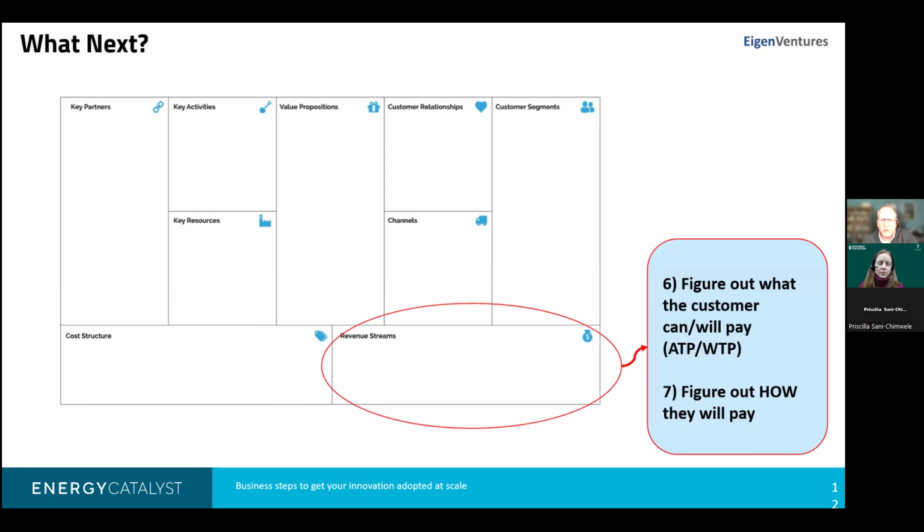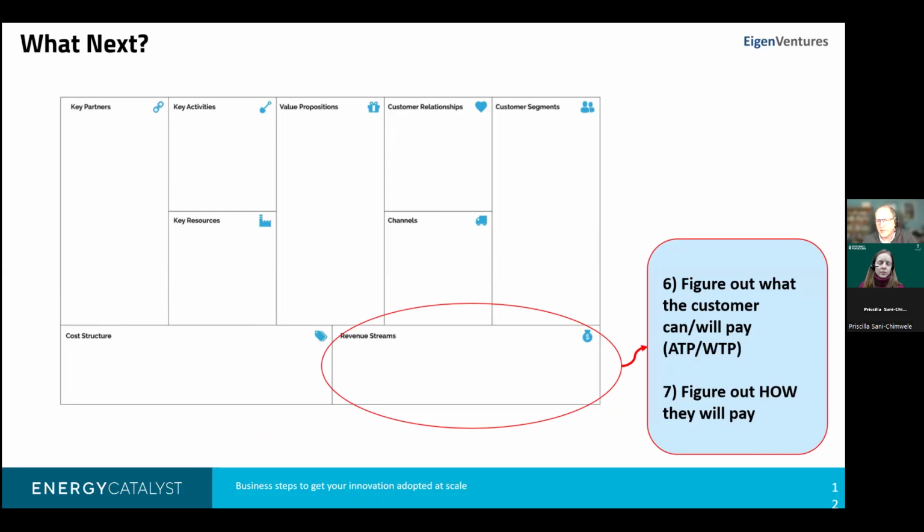Lastly, figure out what the customer can or will pay. There's the well-known phrase in this area: ability to pay, willingness to pay. What kind of income do they have? What kind of spare cash do they have, or what do they spend at the moment on energy, for instance, or water, or whatever it might be, or cooling.